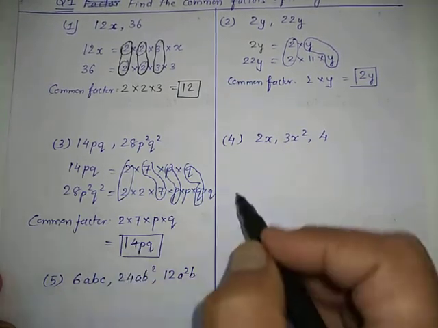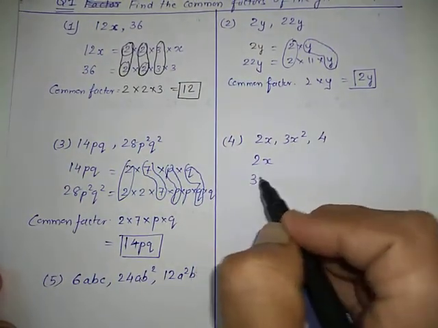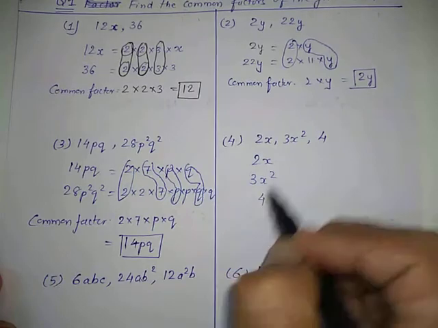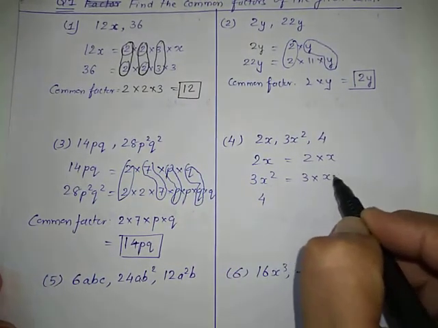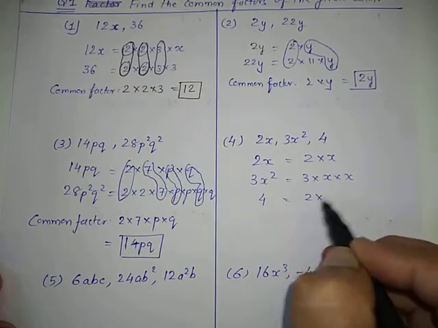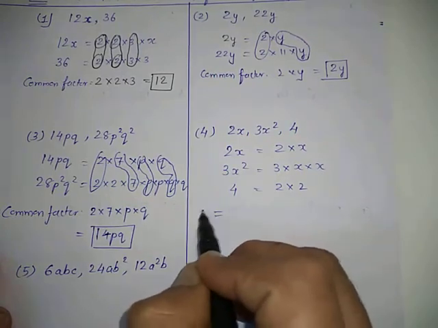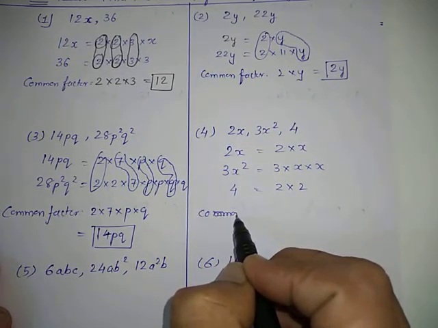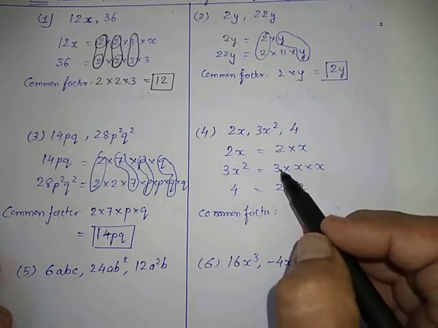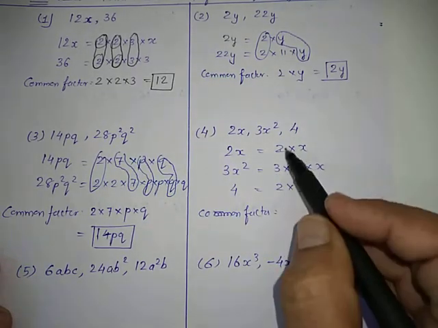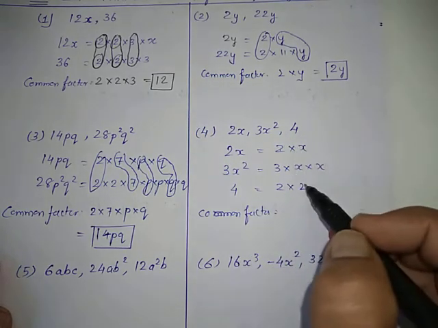Common factors we can say. Same way we go for the next one also, 2x. Three terms are given: 2x, 3x square and 4. So 2 into x, 3 into x, and 2 2s are 4. So as we look for the common factor, we find 2 here but not here. So it is not possible in all three terms. So there is nothing common found between them.